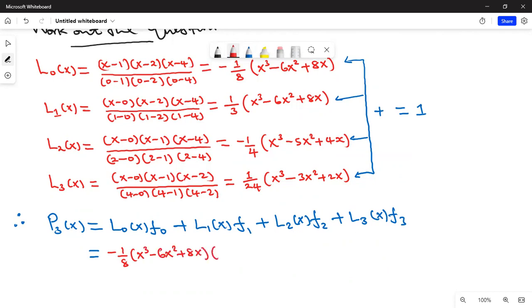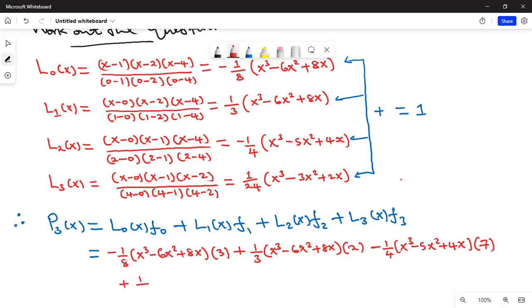times our F0 is 3, so times 3, plus the other one is 1 over 3 times x cubed minus 6x squared plus 8x. This one should multiply F1, which we got to be 2, then plus negative 1 over 4, remember it's a plus of negative, x cubed minus 5x squared plus 4x. The other f, that is f2, which is 7. And finally, we'll have plus 1 over 24 x cubed minus 3x squared plus 2x times 59. That is the value of f3.